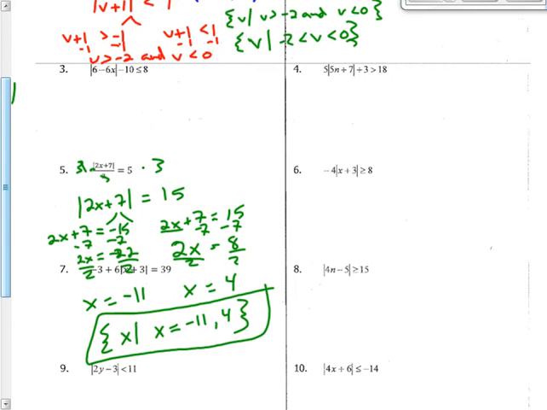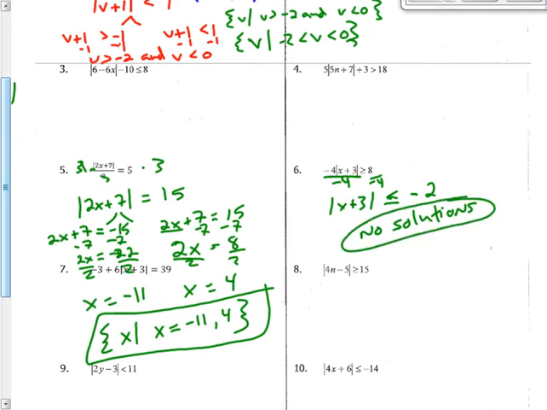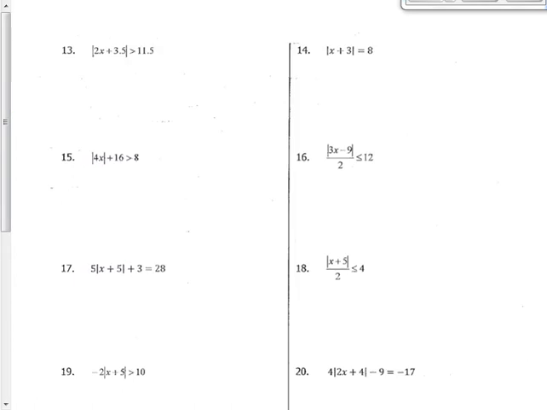Let's go to number 6 here quick. I've got negative 4 times the absolute value, so I want to divide by negative 4. When I divide by a negative, the inequality has to switch, and 8 divided by negative 4 is negative 2. Now I've got an absolute value equal to negative 2. You guys get me in the habit of saying undefined, but I would rather say that this is no solution. There are no solutions that will work, no numbers that we could plug in for x that after we took the absolute value would come out to be a negative number.